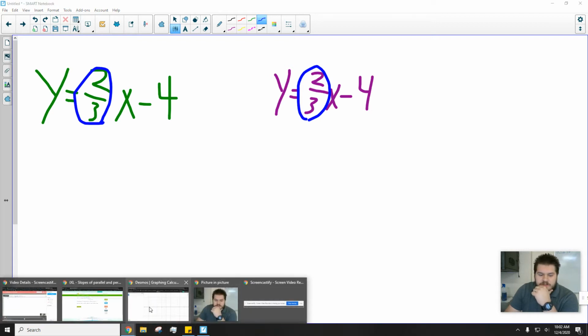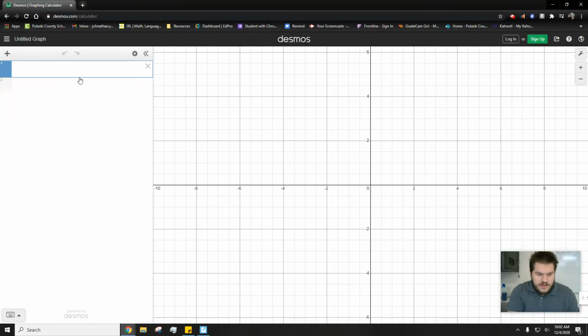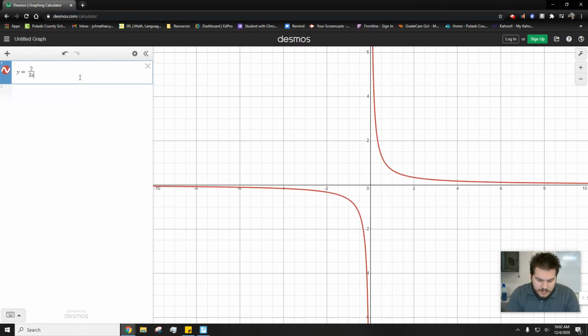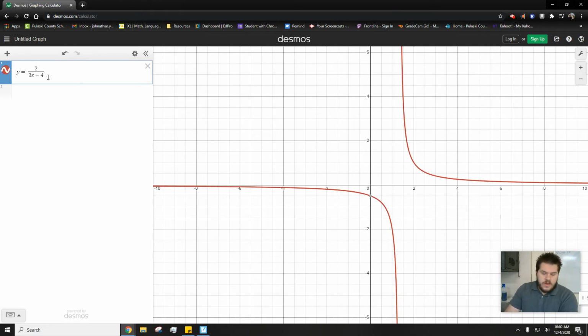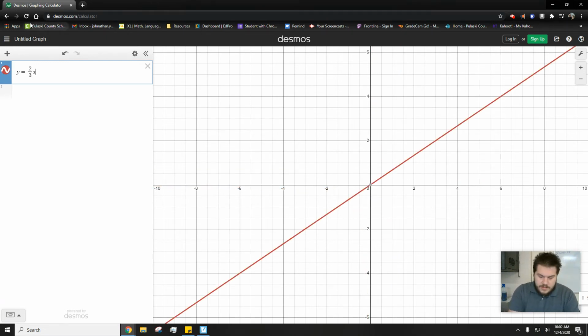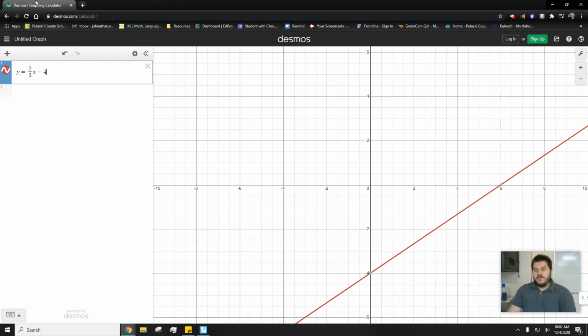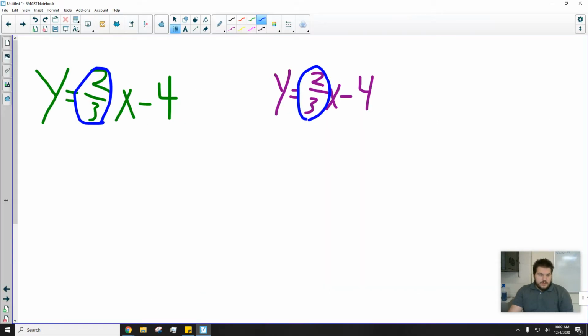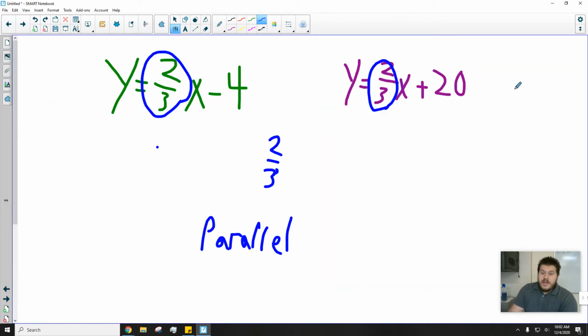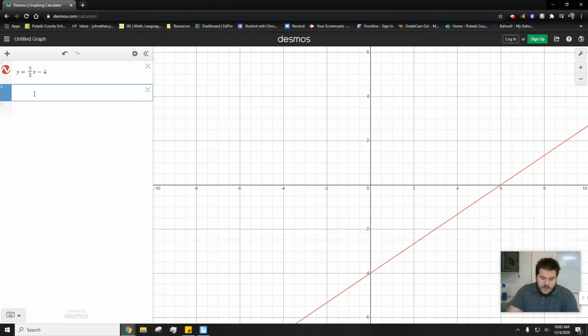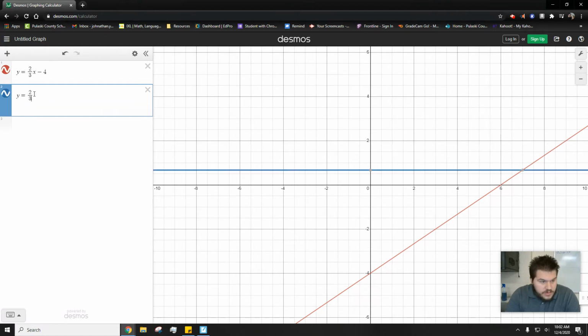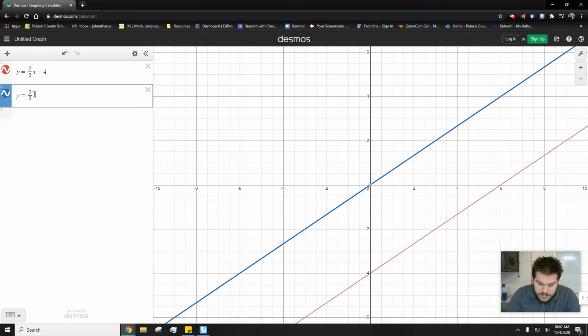So let's just take a look at this for a second here. If I gave you the equation y equals 2/3x minus 4, I can split it up. That's what that line looks like right there. And just for reference, we're taking a look at this at first, okay? And I also have this one over here, y equals 2/3x plus 20.